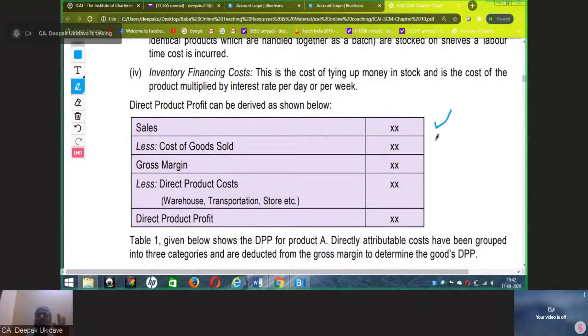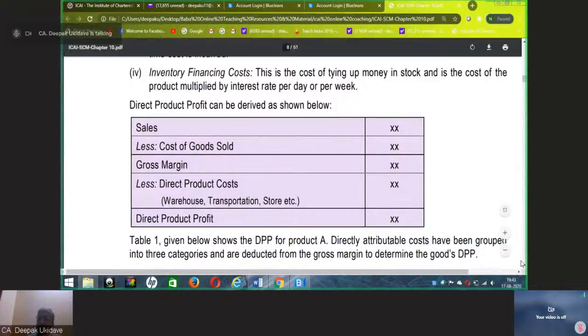Now here we are tracking the profitability of each product, or rather each specification of the product. That is also possible. So direct product costs are deducted, wherein we capture warehousing cost, transportation cost, storage cost, etc. And we get direct product profit. This direct product profit, DPP, is very reliable, very authentic. You have precise determination of correct profit. That is one of the advantages we discussed of the DPP method.